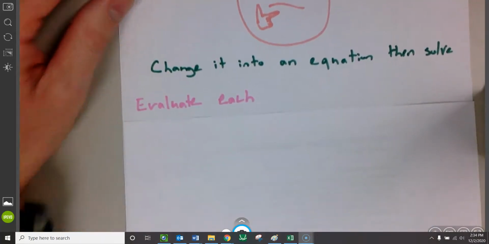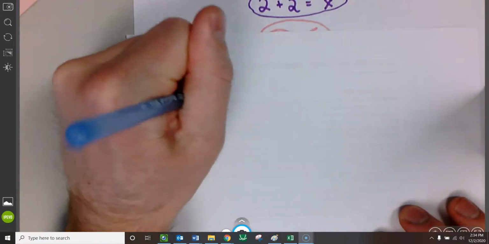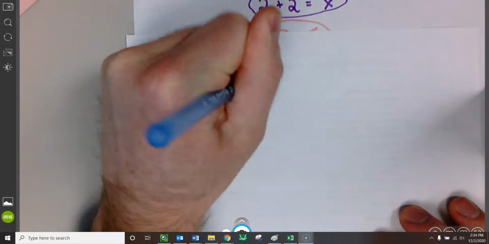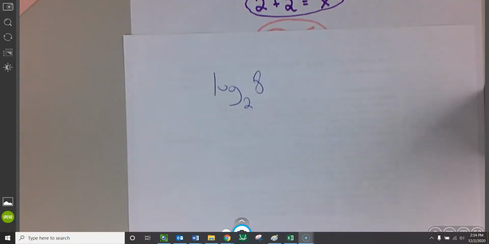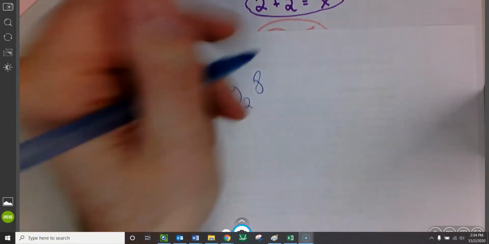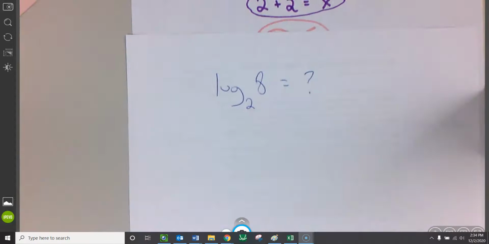So let's practice, I'll just write one first. I want you to evaluate log base 2 of 8. Okay, well, Mr. Edwards, we don't know how to do that yet. Sure you do. We're going to turn it into an equation. Log base 2 of 8 is equal to something. I don't know what that something is. I need to figure that out.